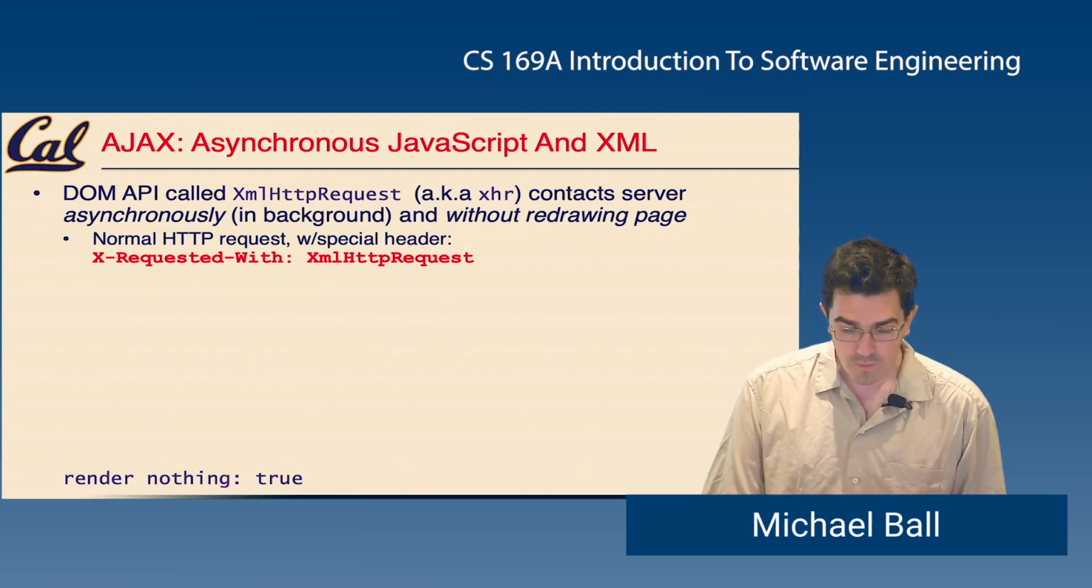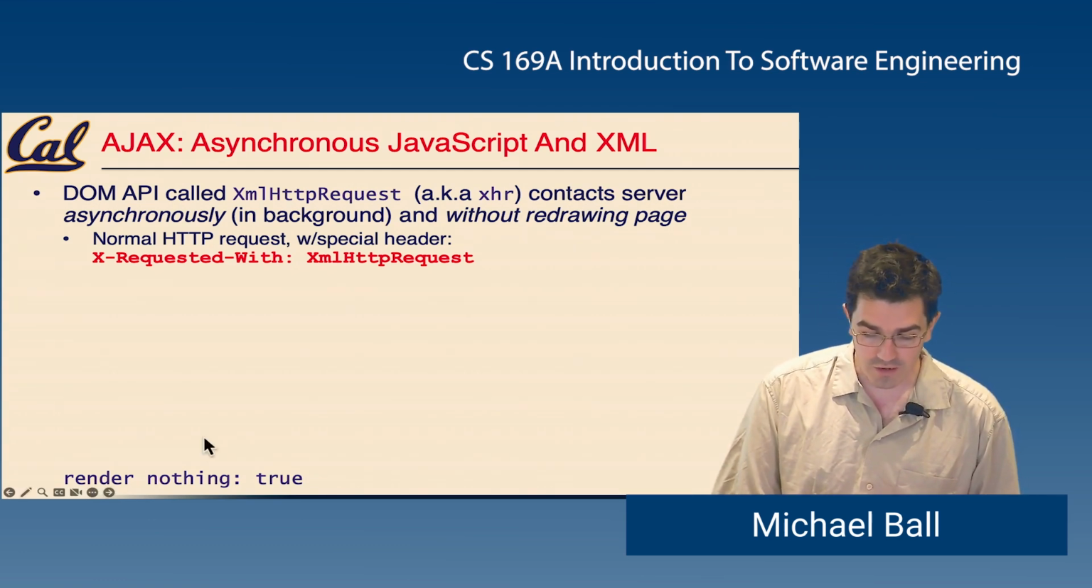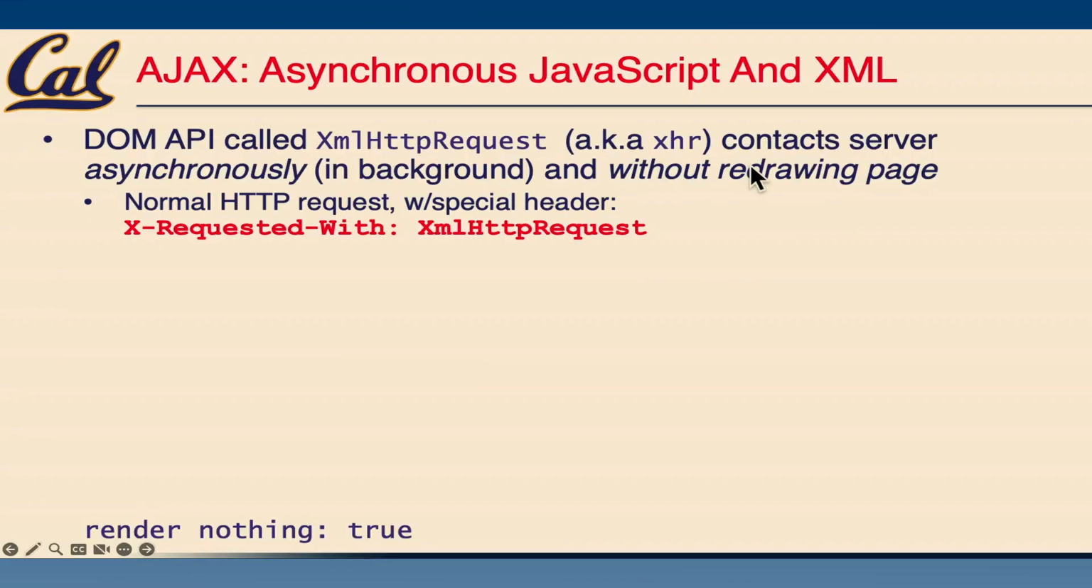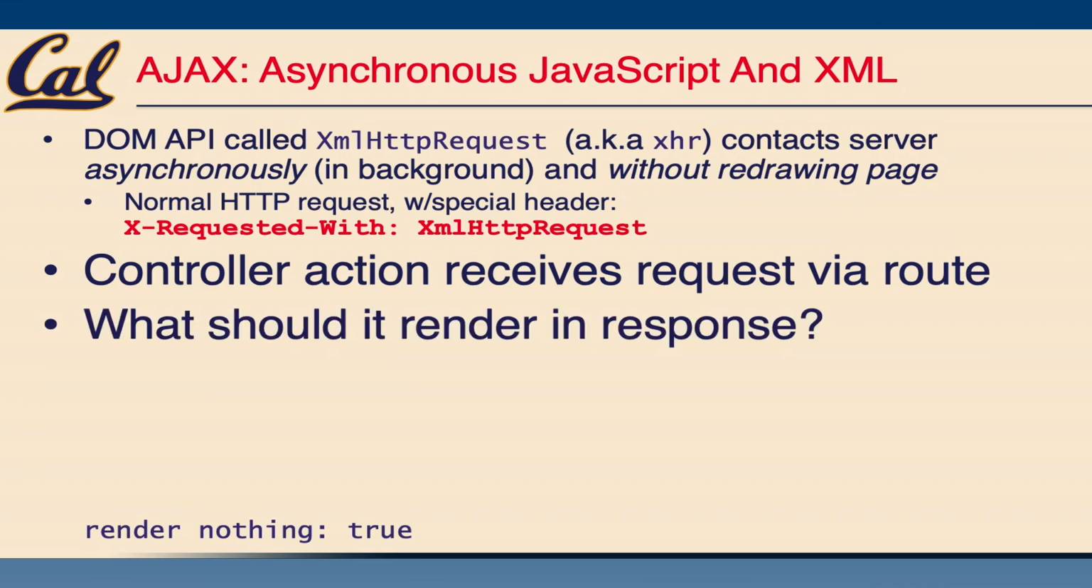So when you make an AJAX request, you typically get some kind of HTTP header like X-Requested-With, and this will allow the server to make decisions about how to inform the content. So our controller action might receive an XHR request via some route, and in our controller action, we get to decide what should we render in the response. So we can return nothing and just render an empty layout, 200 OK. That's sometimes useful if we're just pinging a server to say that some action happened.